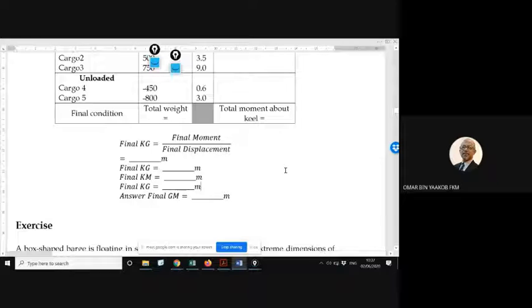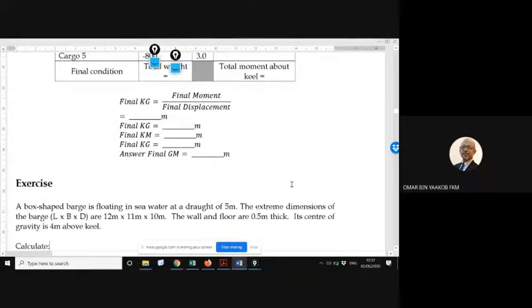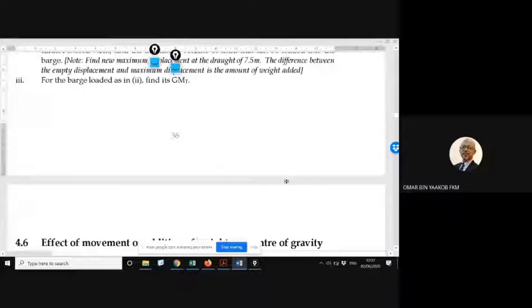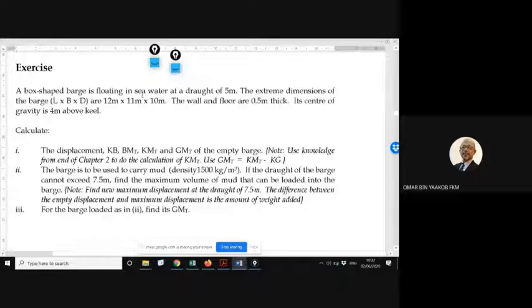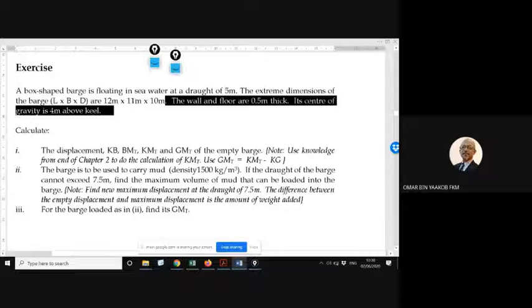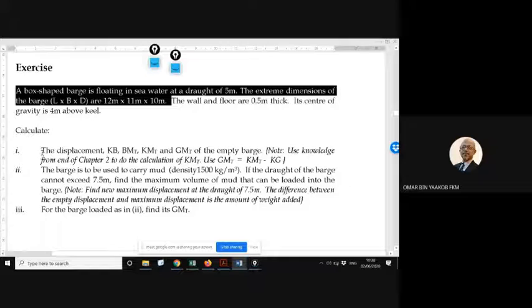And then this exercise is a bit challenging. A box-shaped barge is floating in seawater at a draft of 5 meter, with extreme dimensions as shown here. Questions number one and number two need only this information. It says calculate displacement, KB, BMT, KMT, and GMT of the barge.